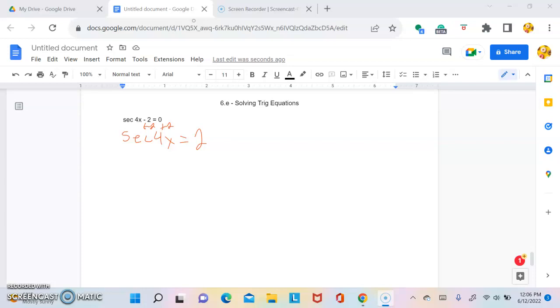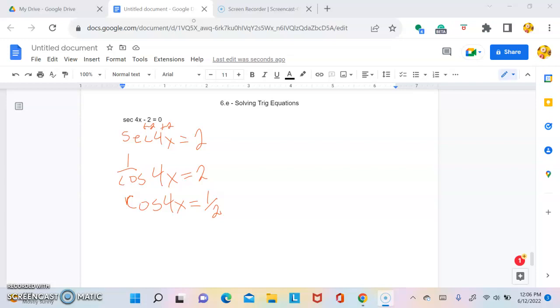Next, you want to look at your equations sheet, because you want to turn this into sine and cosine rather than secant. I can see that secant equals 1 over cosine. I don't really like 1 over cosine, so we're going to flip it to make it cosine. But what we do to one side, we have to do to both sides. So we get 1/2 over here. So cosine 4x equals 1/2.